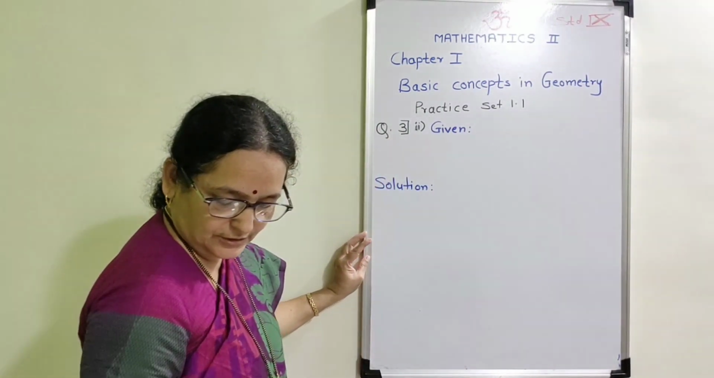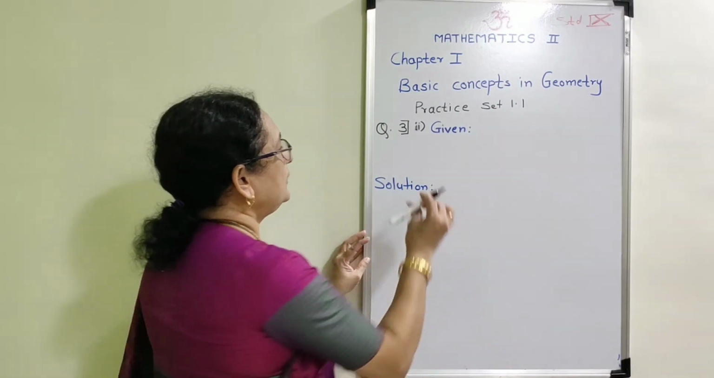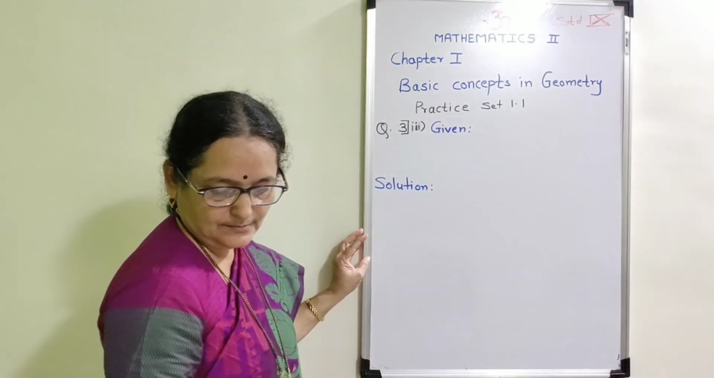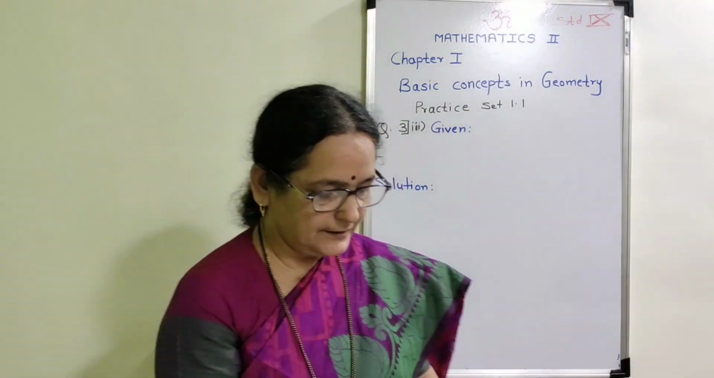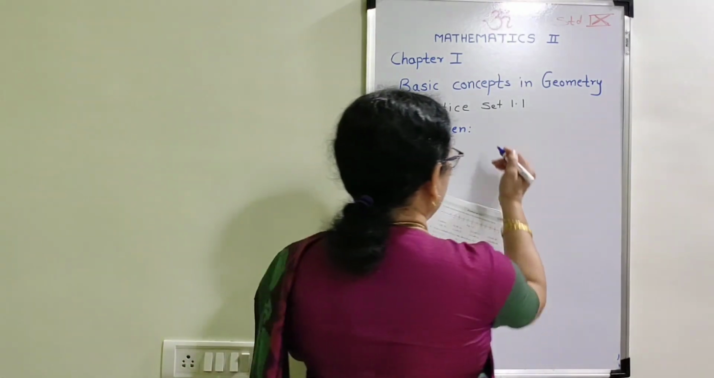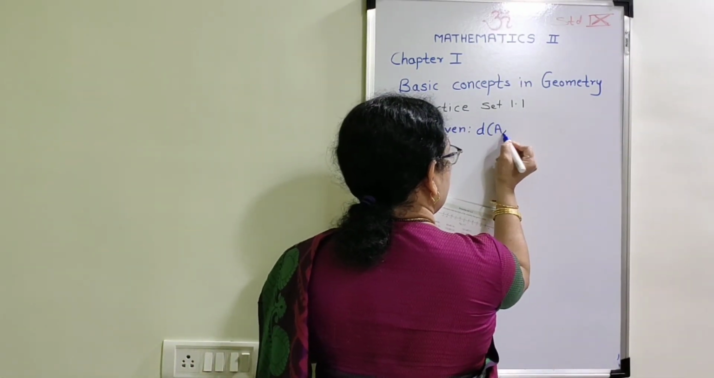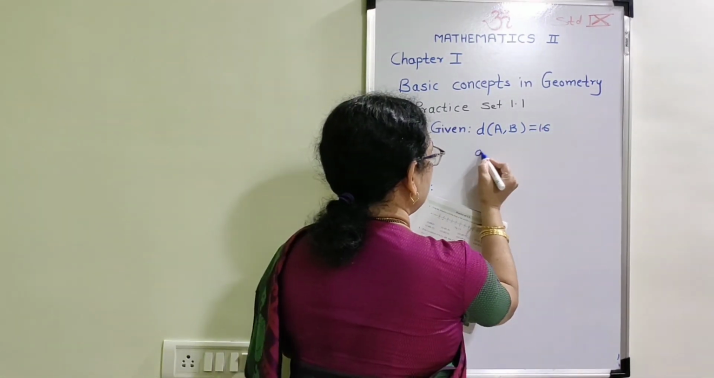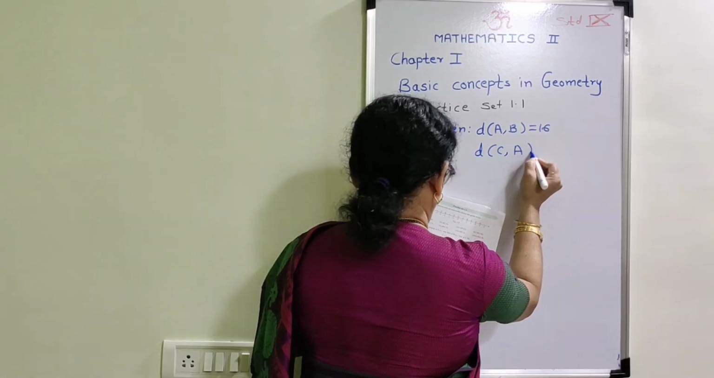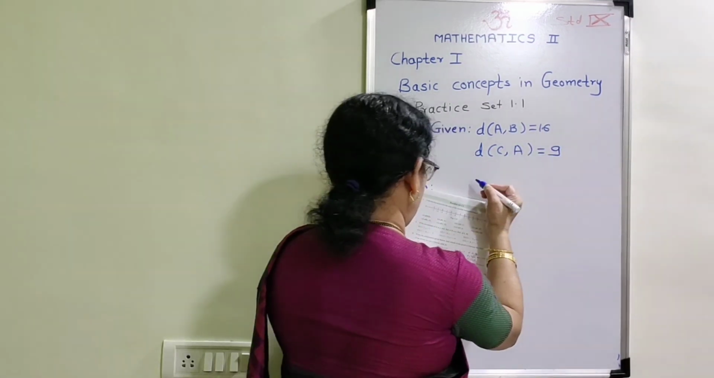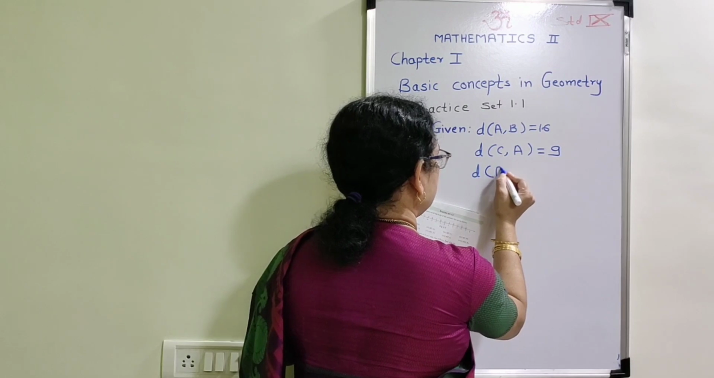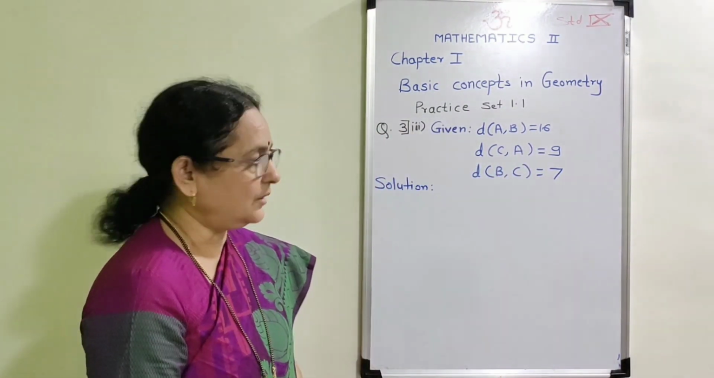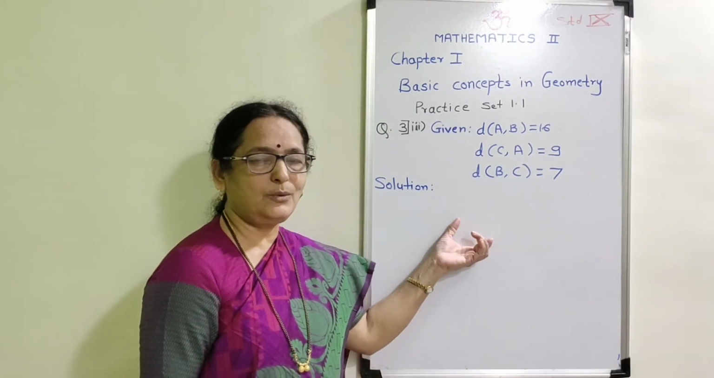Now again for the third question, write down the given 3 distances. Now third question from question number 3. I am going to write the given distances. For third, distance AB is given as 16. Distance CA is equal to 9. And distance BC is equal to 7. Now again think about the example orally.